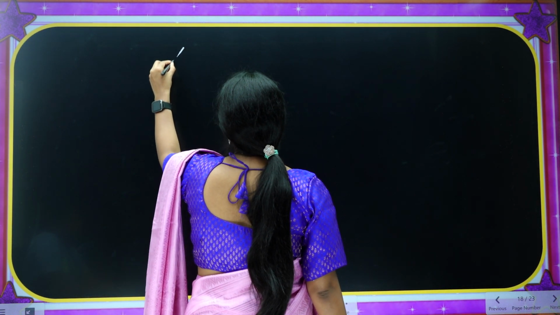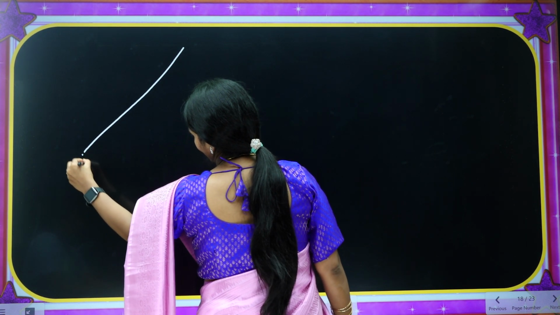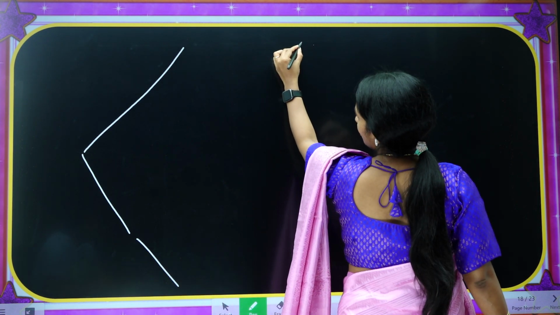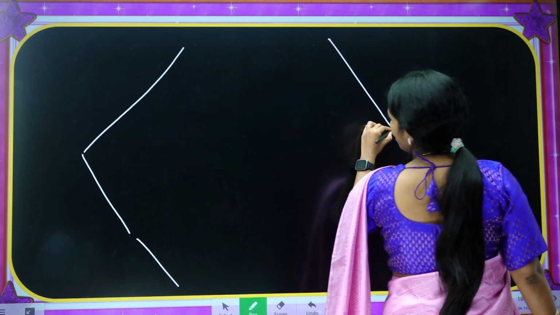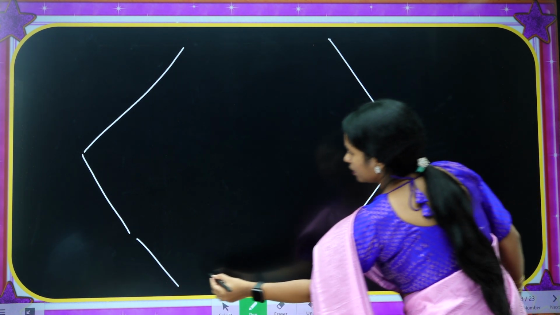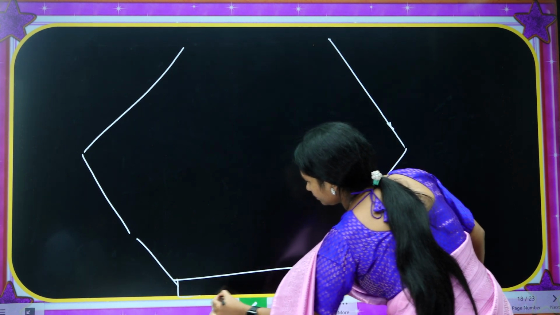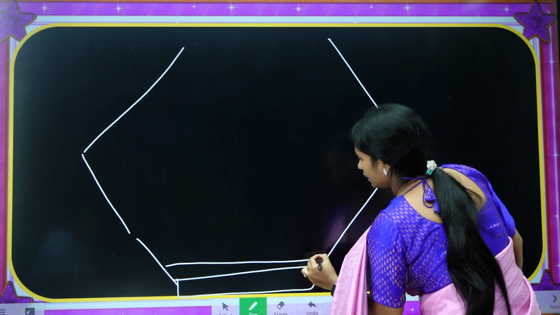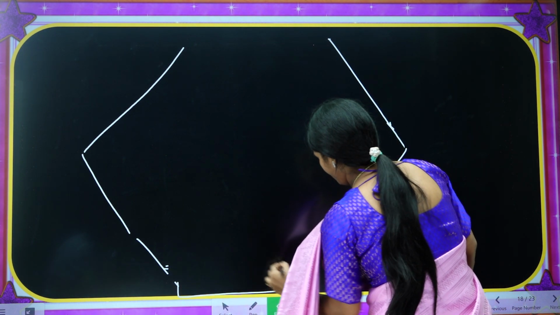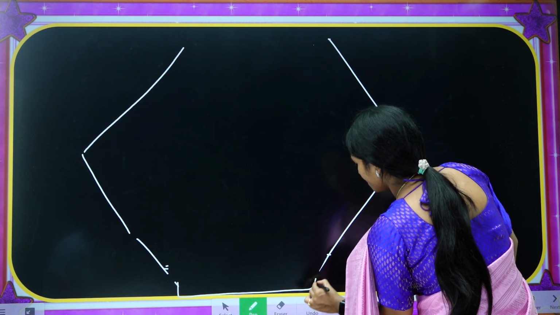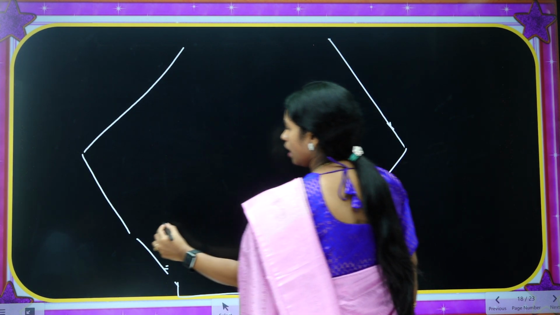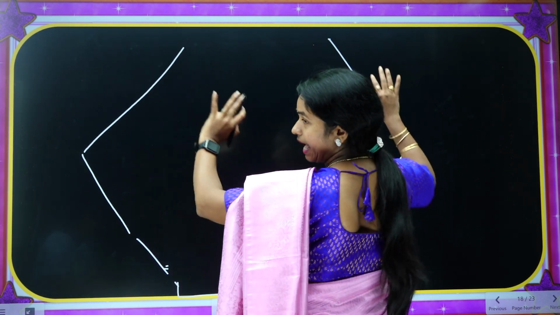One diagram, a little bigger one, I will draw, so that writing the reactions will be convenient. That's why I am drawing it a little bigger. Okay, a little bigger, like this. I'll tell you step by step. This is a blast furnace.